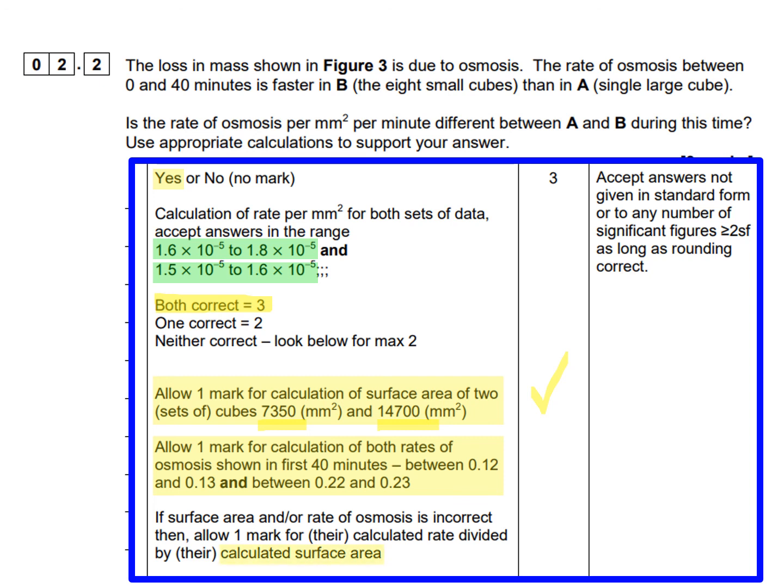Now, it says at the bottom, if the surface area and or the rate of osmosis is not correct, then they still would allow one mark for the calculated rate. So if that's wrong, but you've taken your calculated rate and then divided that by a calculated surface area, then they'll give you one mark for that, even if the values that you've calculated for rate or surface area are not correct.